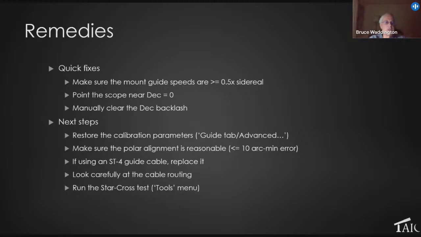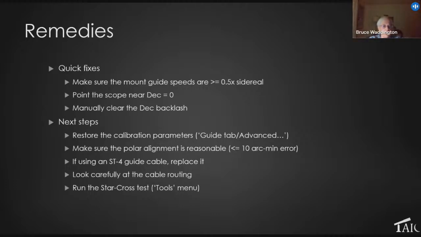Again, check the mount guide speed, point the scope in the right part of the sky, manually clear the declination backlash. If you can't find remedies that way, go ahead and restore the calibration parameters. Maybe you've goobered something up inadvertently. Maybe you fat fingered something in the calibration user interface dialog. Make sure you've got a reasonable polar alignment. Make sure if you're using an ST4 guide cable that it isn't damaged. The easiest way to do that is just replace it. Take a close look at the cable routing. Nobody likes to do this, but you have to make sure that those things aren't interfering with the ability of the mount to move around.